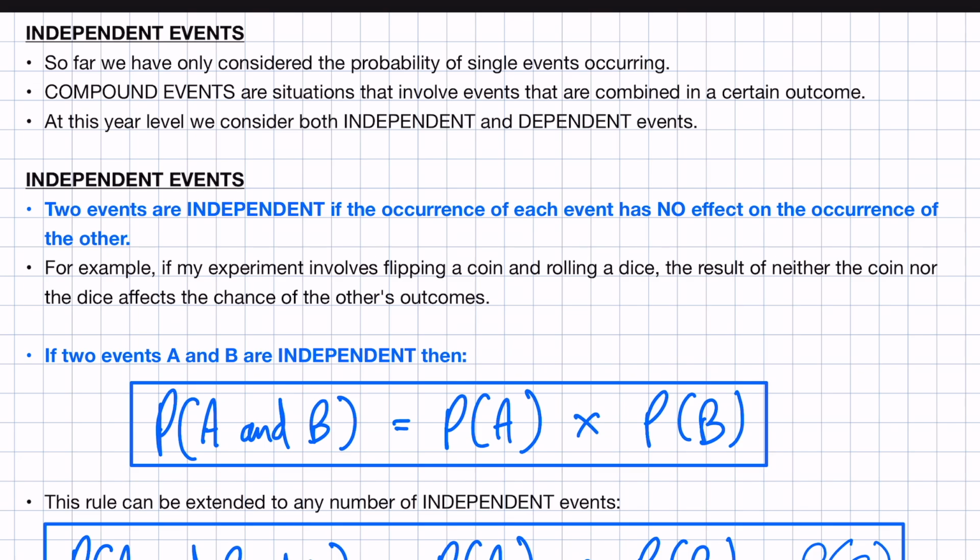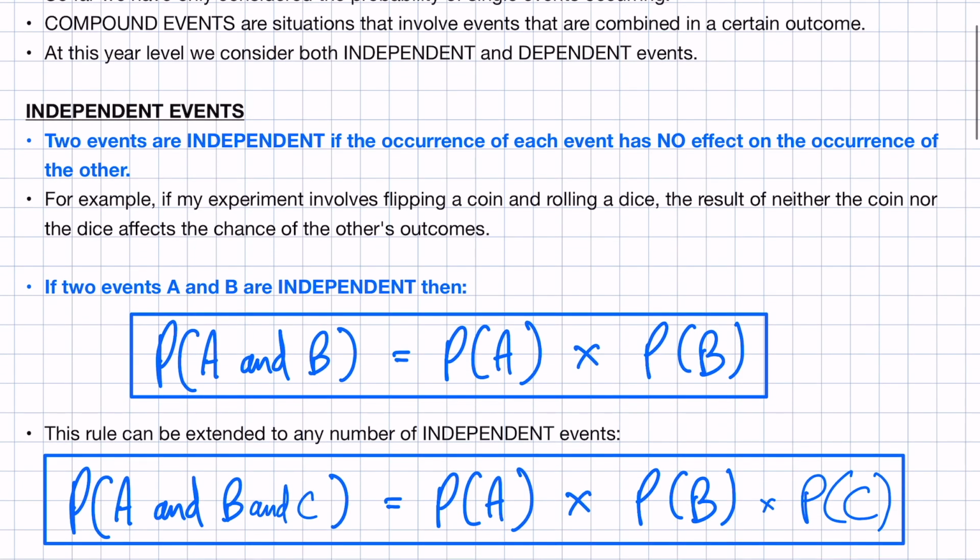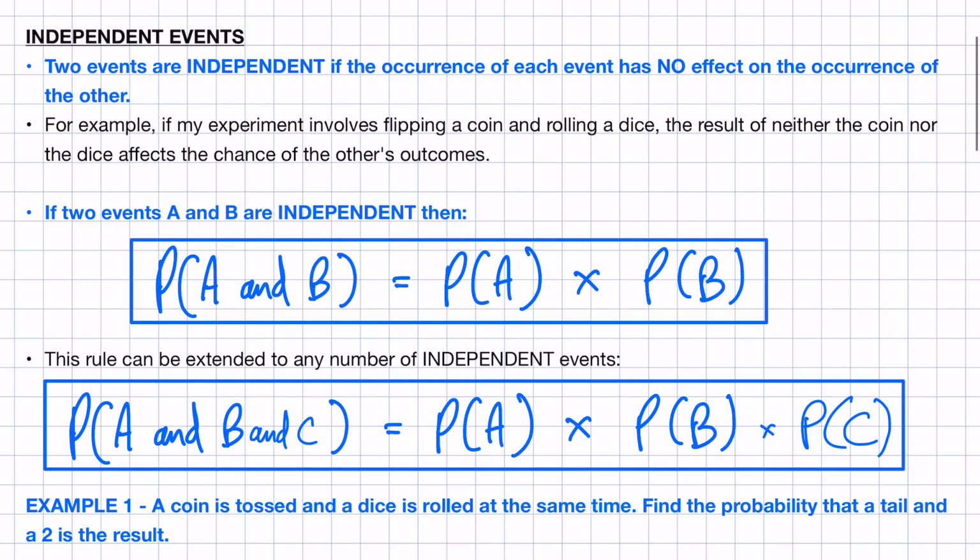But now our focus in Year 10 is combining events. So far we've only considered the probability of a single event occurring. But compound events are situations involving events that are combined in a certain outcome. At this year level, we consider independent and dependent. Your lesson today will be for independent events. Two events are independent if the occurrence of each event has no effect on the occurrence of the other.